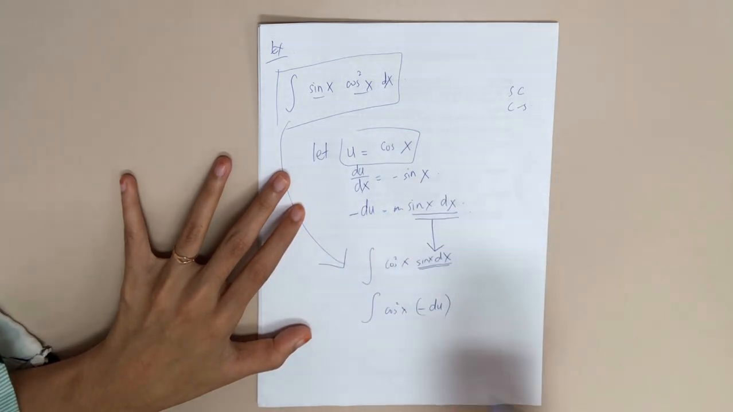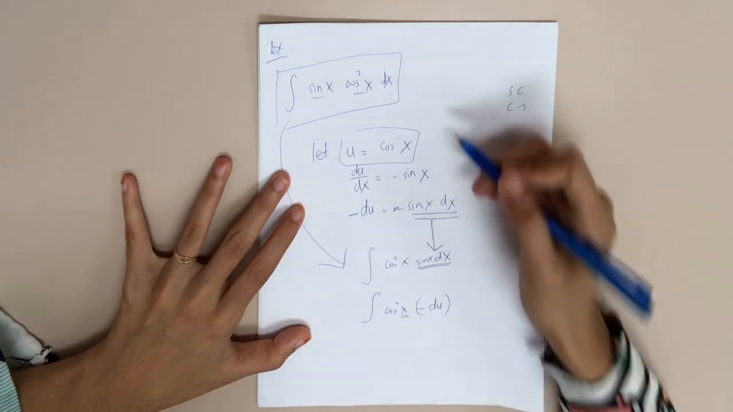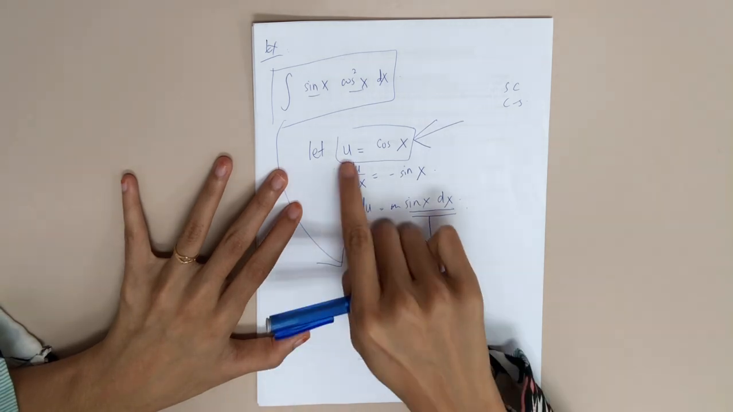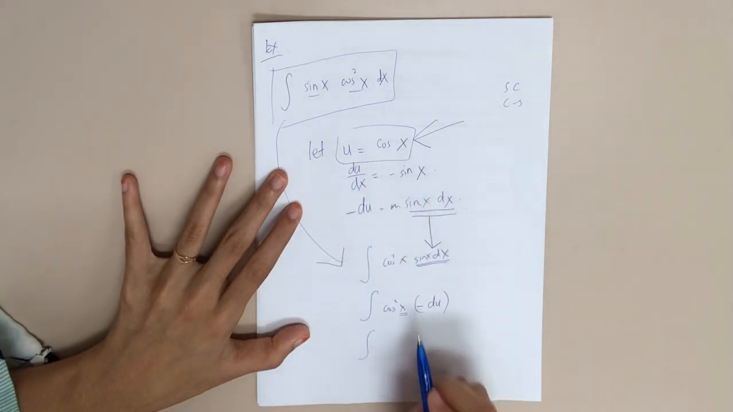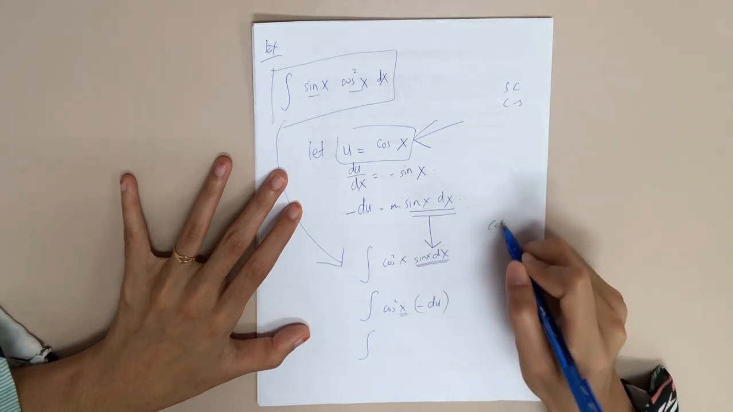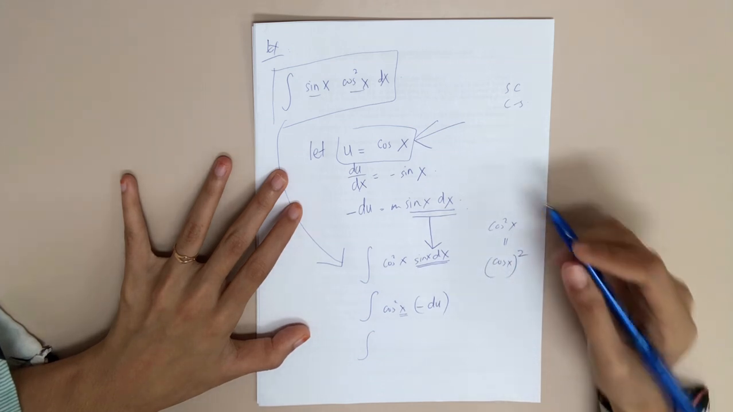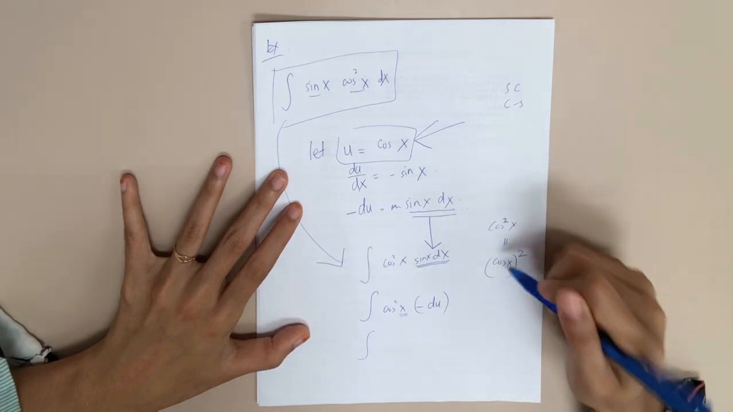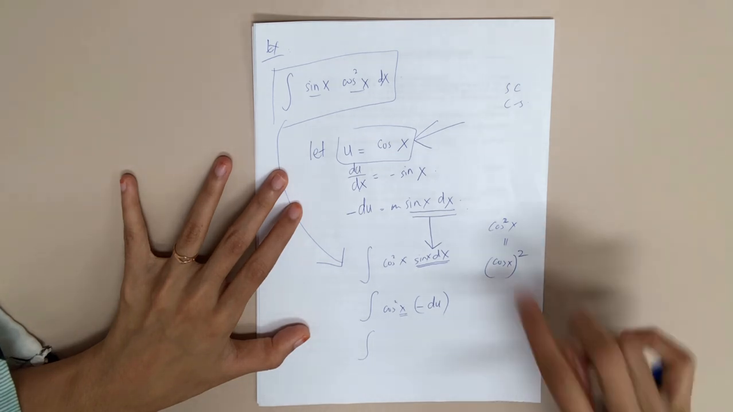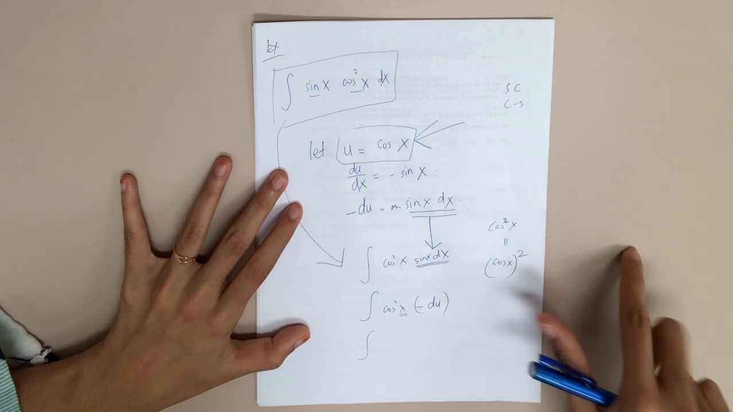So the next thing here, you can see that they still have x right here, right? But your u is cos x. So that means the cos x, for those that don't know, cos square x actually is also equal to cos x power 2. This power 2 belongs to cos x, the whole cos x. So you can take these two out and then write it outside the bracket.